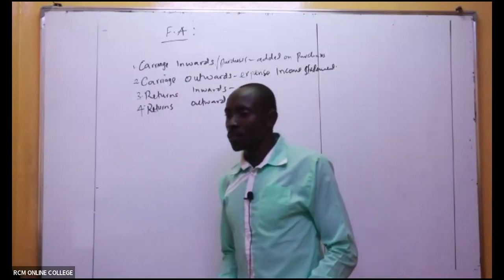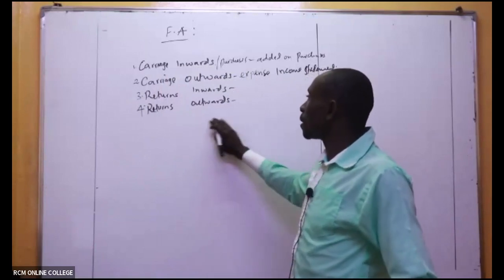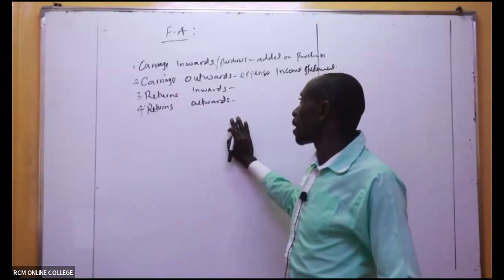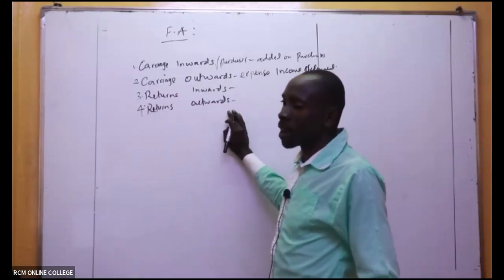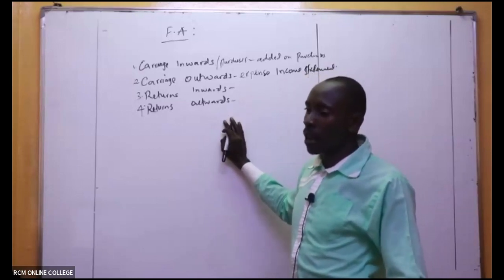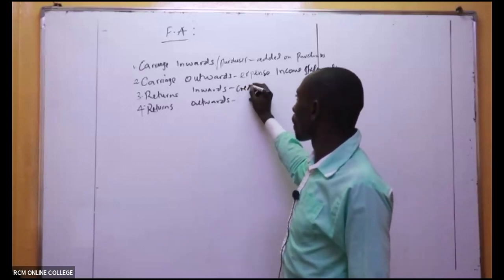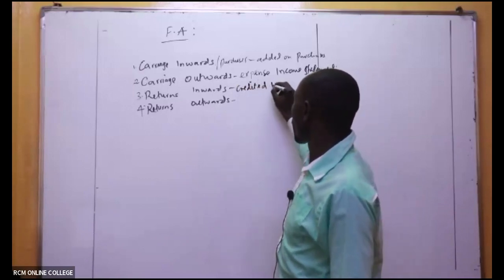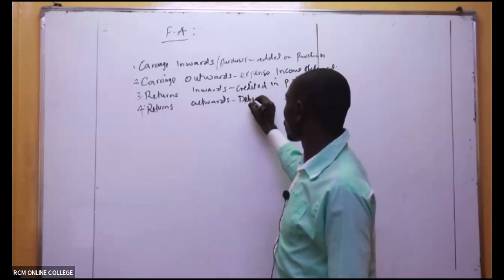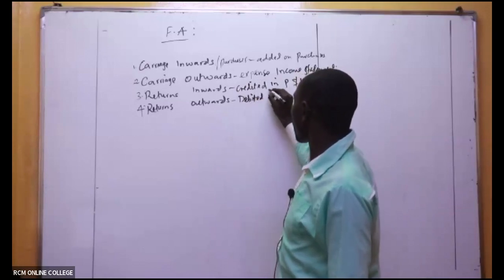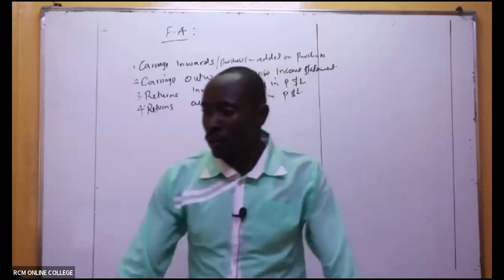Now, returns inwards is credited in the profit and loss, or rather in the income statement or profit and loss account, while returns outwards is debited in the profit and loss account. Good, Eunice. This one is credited in profit and loss account, while returns outward is debited in profit and loss account. Good.